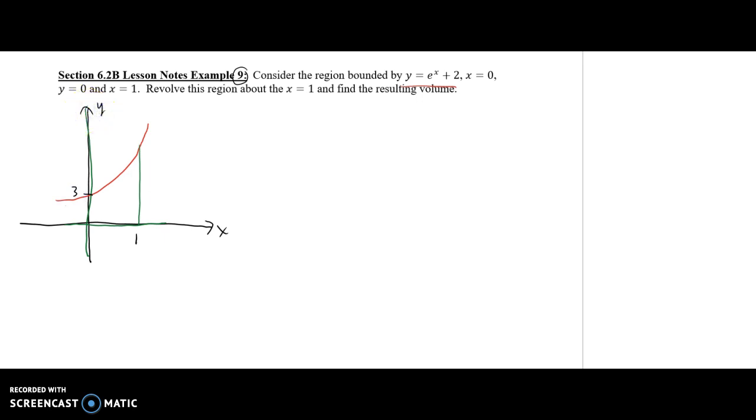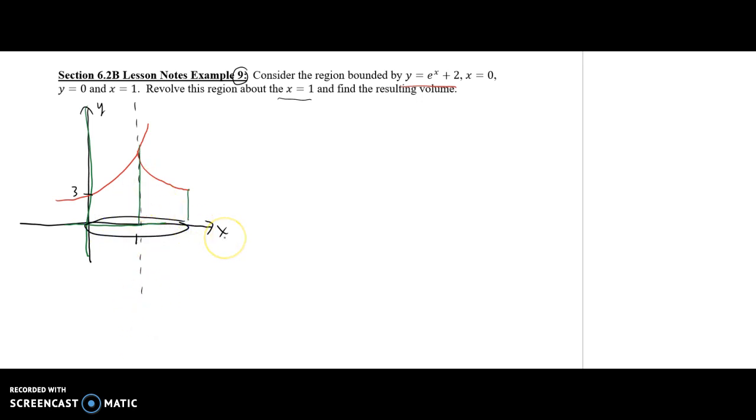Now this is an interesting one. I hope to do maybe 2 examples here. But this one is revolved around x equals 1, and that is this vertical axis right here. So if we look at this axis, what we're going to see is when we try to revolve this, I'll go ahead and revolve this, this is going to come over here and this vertical line is going to be over here. We're going to have a solid.